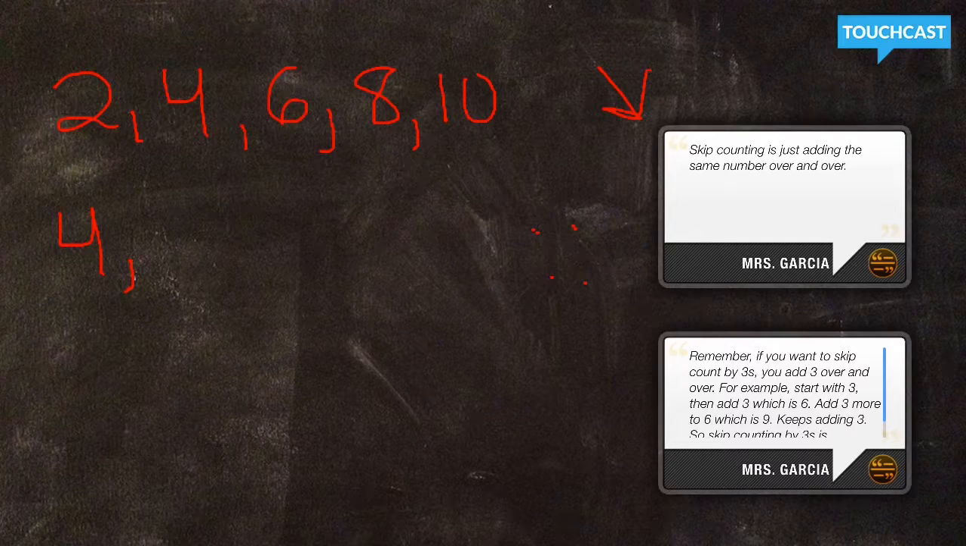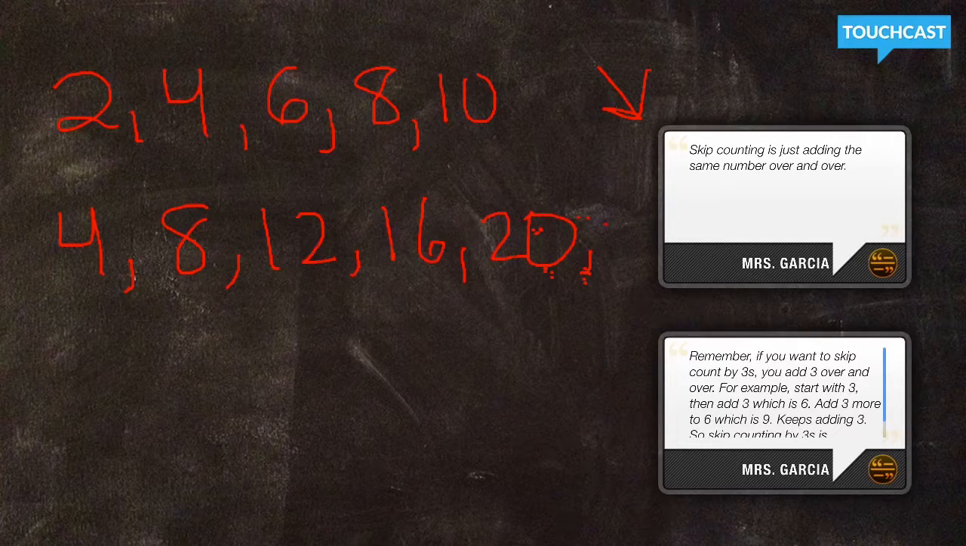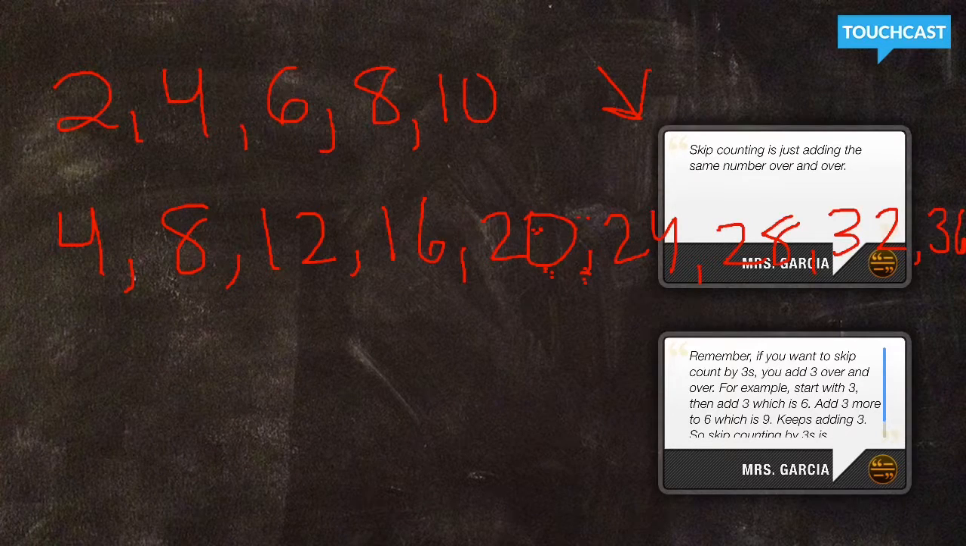So 4, 5, 6, 7, 8. And we're going to count another 4: 9, 10, 11, 12, 13, 14, 15, 16, 17, 18, 19, 20, 21, 22, 23, 24, 25, 26, 27, 28, 29, 30, 31, 32. And I know, let's see, 32 plus 4 is just 36. I know that one pretty quickly. And so you can continue counting up.